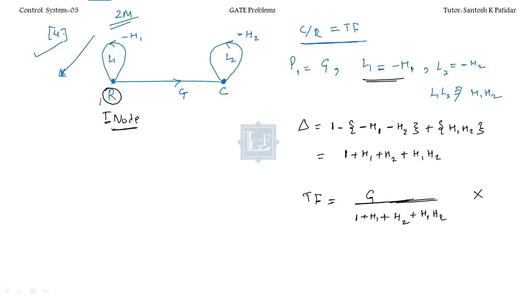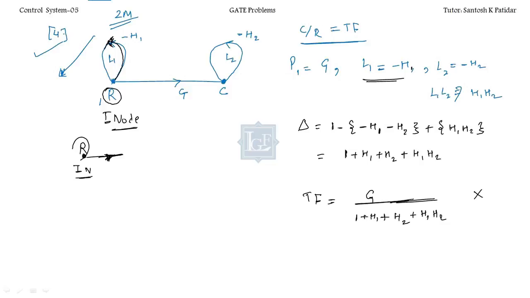Is this an input node? No. In the input node or source node definition we have seen, the input node is the node where the branches will only be outgoing. We will get outgoing branches only if this R is the input node. So the branches connected with this R will be outgoing branches, no incoming branches. But here, see over here, we are getting an incoming branch.